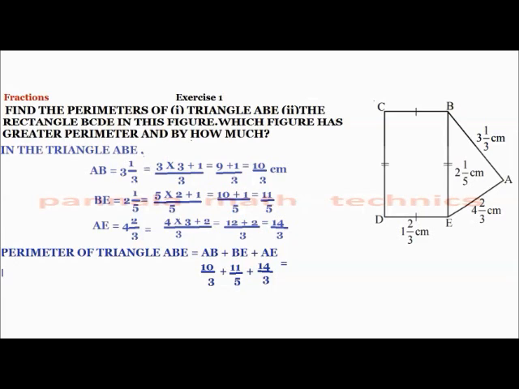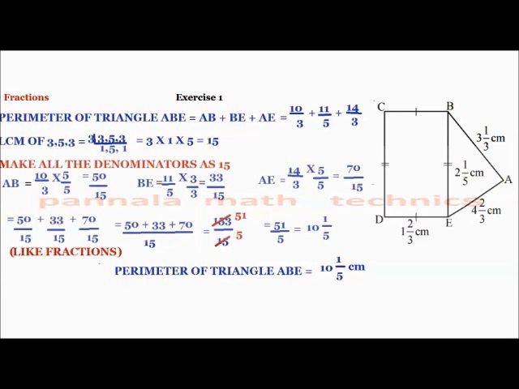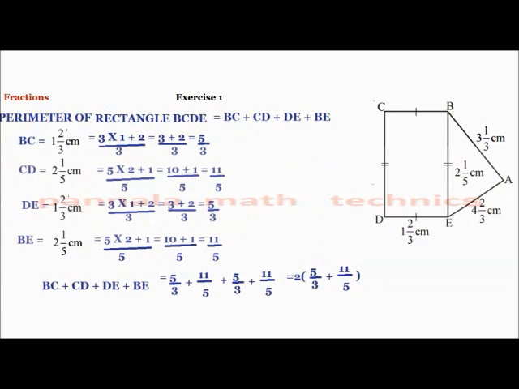Now using the LCM method, we have to find out the least common multiple of 3, 5, 3. So now the LCM is equal to 15. Make all the denominators 15. So the fractions become 50 by 15 plus 33 by 15 plus 70 by 15. Now it becomes 153 by 15. Both are multiples of 3. So it becomes 51 by 5. That is equal to 10 1 by 5 centimeters.